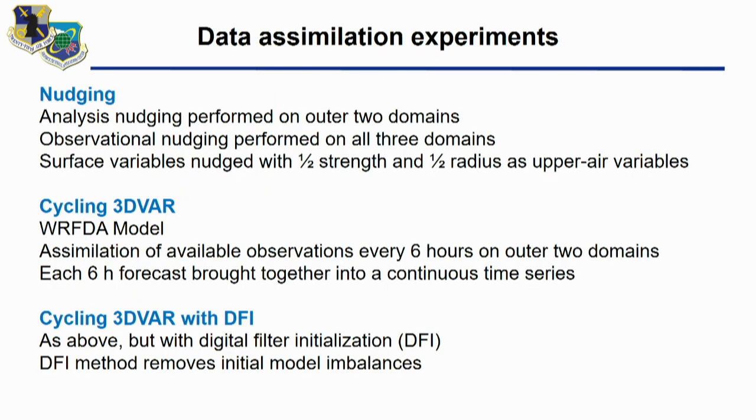So we came up with 3 data assimilation experiments, the first one being nudging, using the nudging technique. The second one, we did a cycling 3D VAR. So as I mentioned in that little schematic, what the variational techniques do is they get the best initial state for the model. So to make this applicable for transport and dispersion, what we have to do is basically do the assimilation, run the model for 6 hours, and then bring in all the available observations we can, run it again for 6 hours, bring in all the observations we can, and basically combine that into one continuous time series for transport and dispersion.